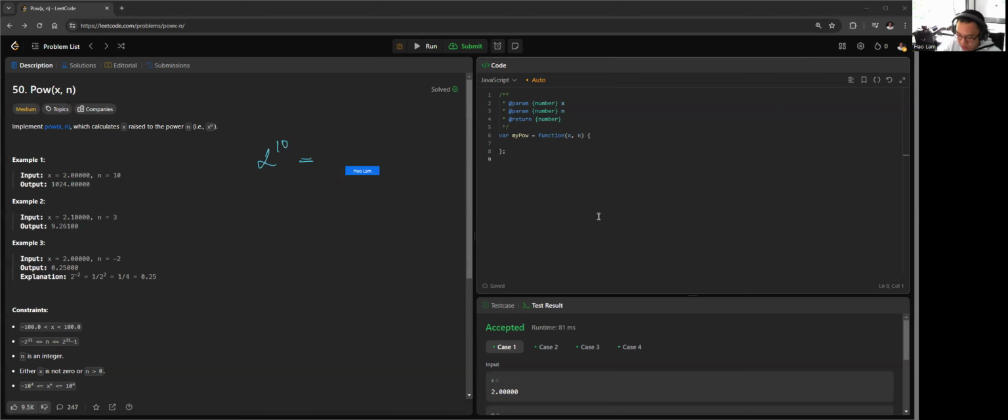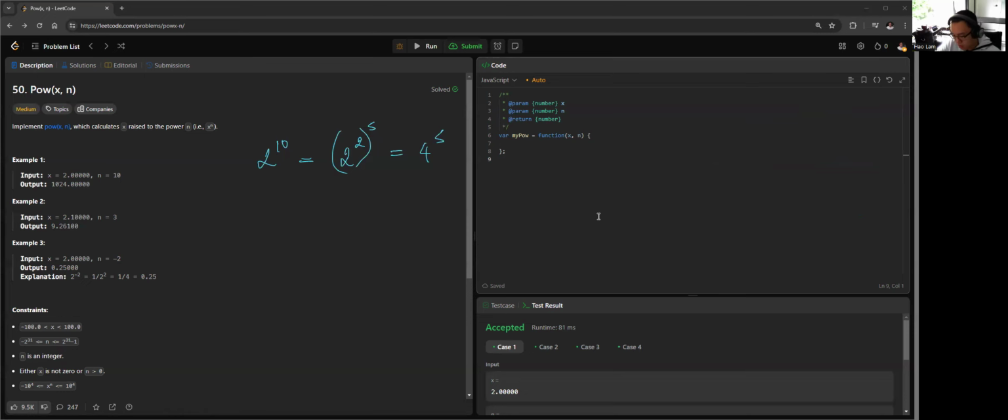So 2 to the 10 is also equal to 2 to the 2 multiplied by 5, which is like 4 to the 5. It will give us the same result. We can do 2 to the 4, which is 16, but 4 to the 2 is also 16. We have the same result here.